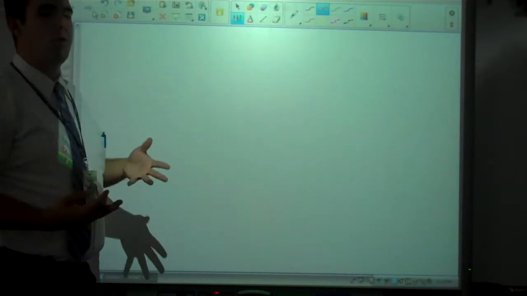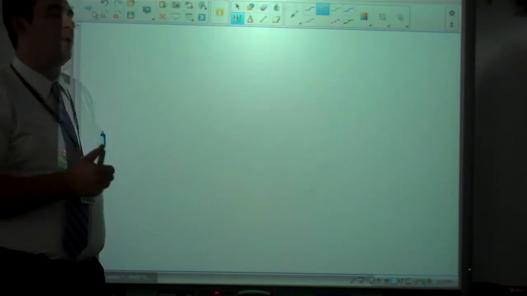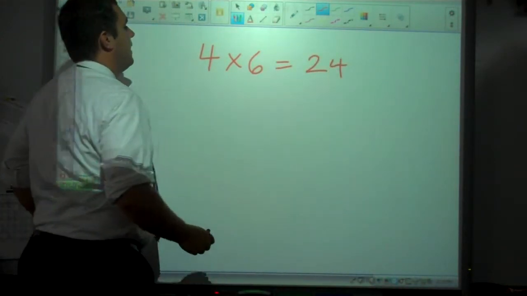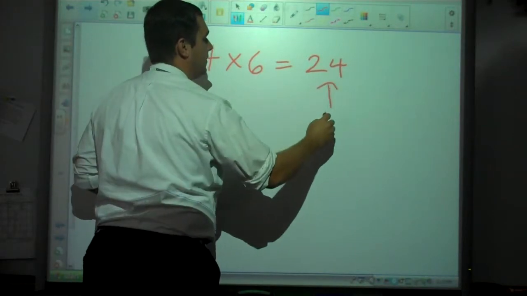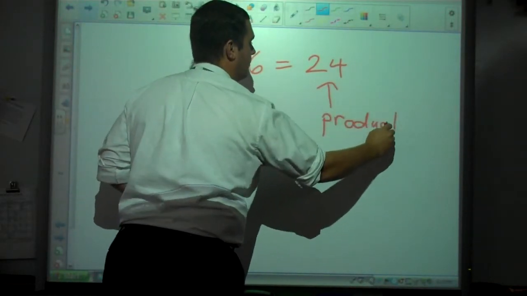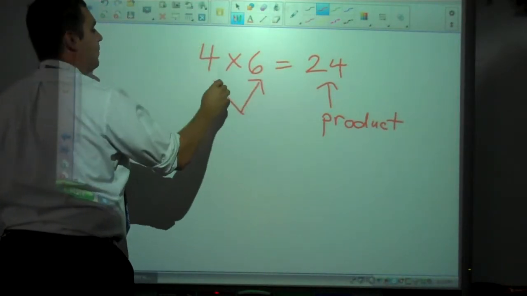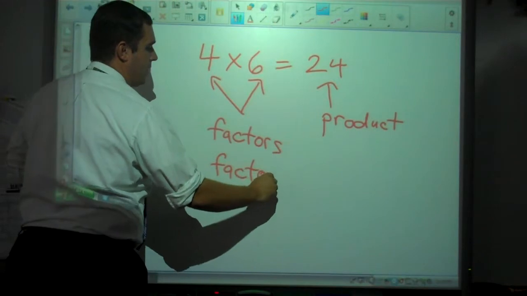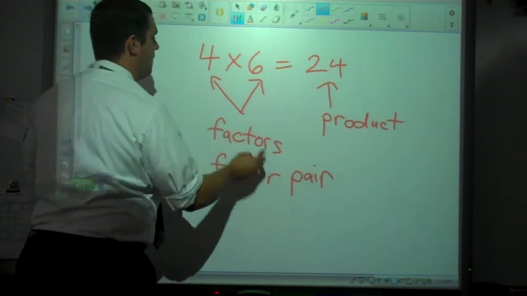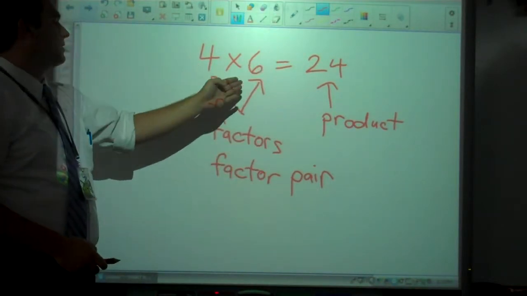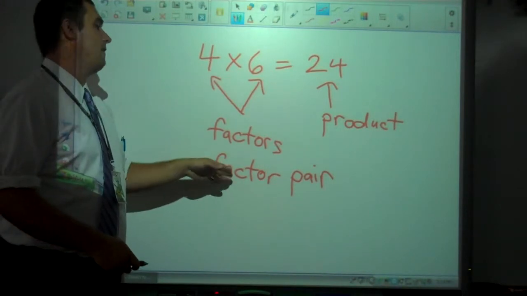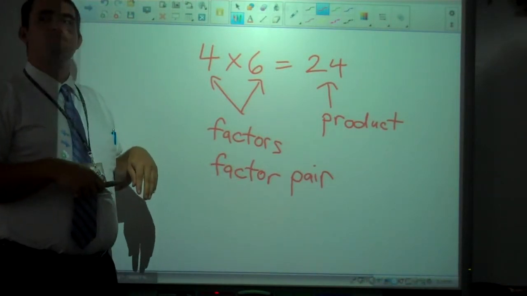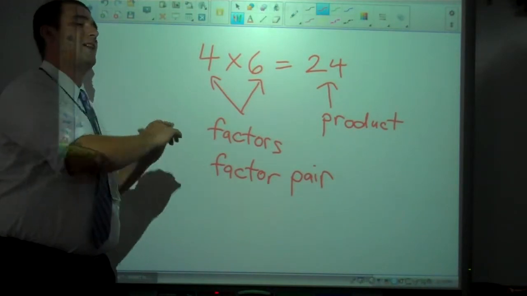Okay. One more thing. Again, rectangular arrays are used to represent multiplication number models. So 4 times 6 equals 24. In this, we have the product. Product is the answer to any multiplication problem. And these two numbers right here are called factors. And this is a factor pair for the number 24. 4 times 6 is 24. 24 is the product. 4 and 6 are factors of 24. And 4 and 6 are a factor pair of 24. In the other video, we talked about factor rainbows, and with factor rainbows, that's one way you can find all the factors of a number.